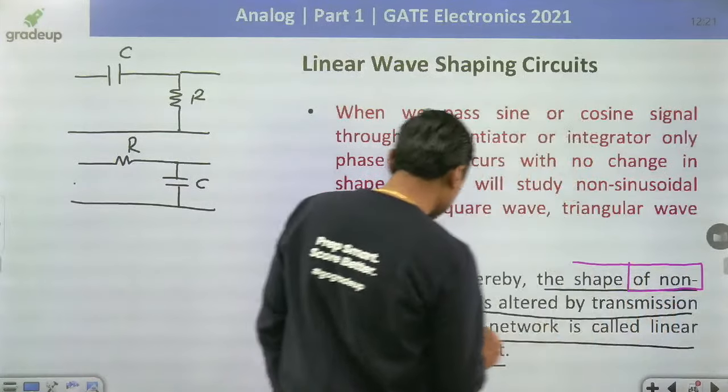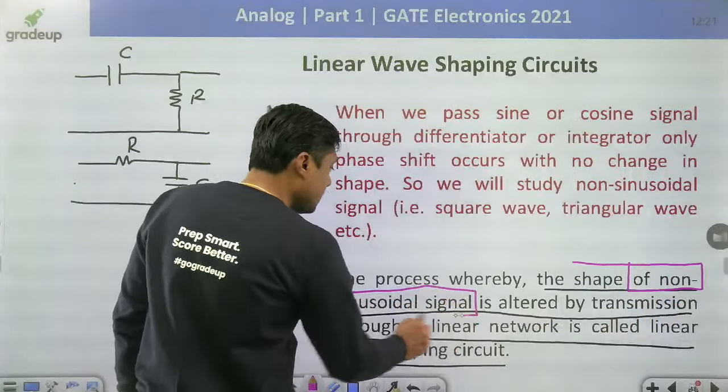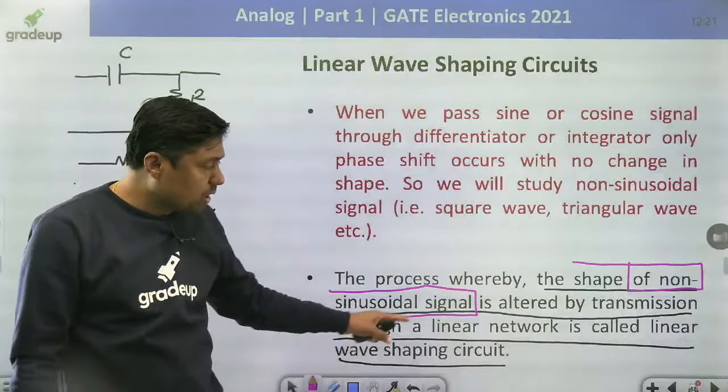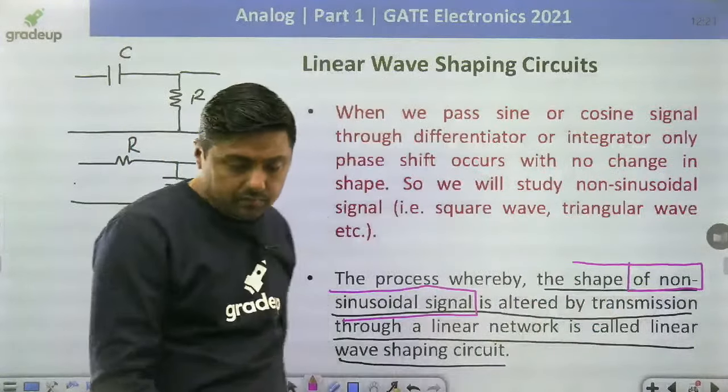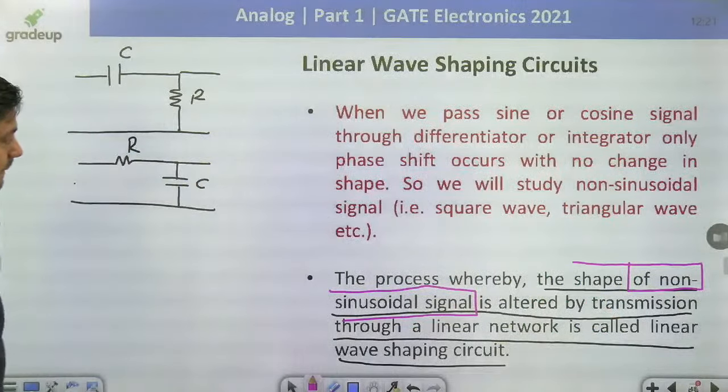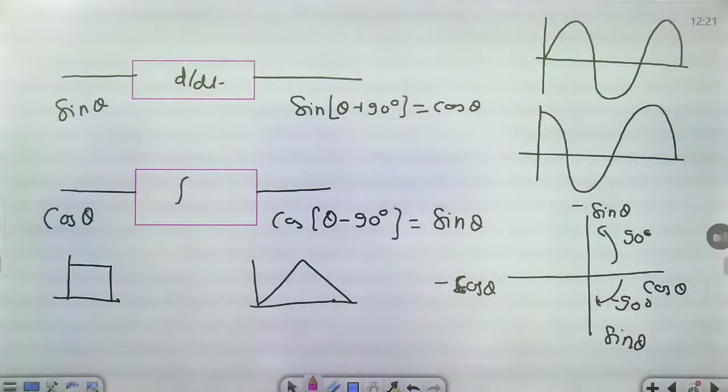This is the key word: a non-sinusoidal signal is altered by the transmission through a linear network. Linear network means a simple RC circuit. Now is it clear? Yes. We are getting the triangular wave.